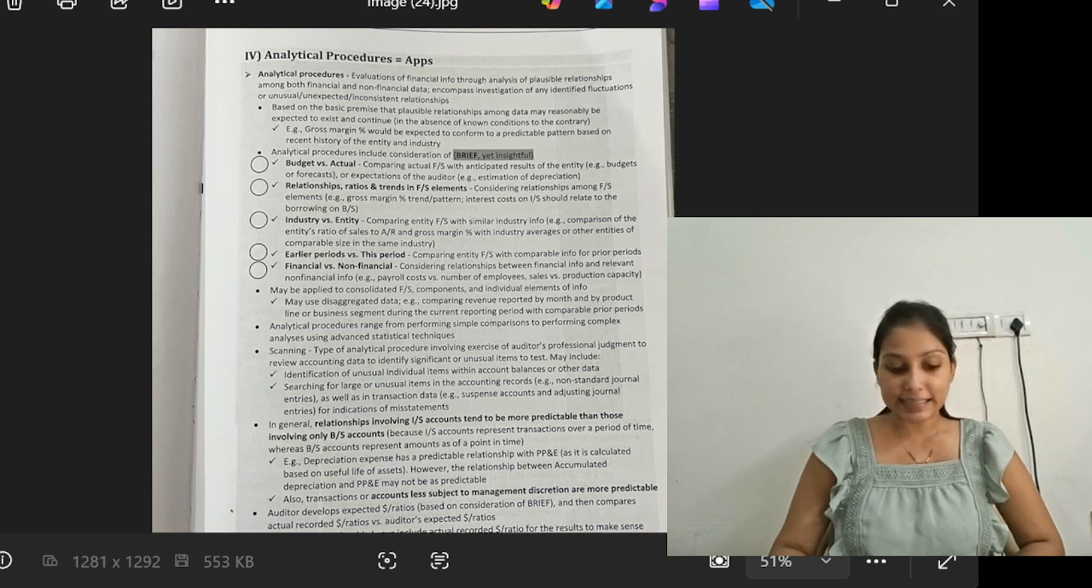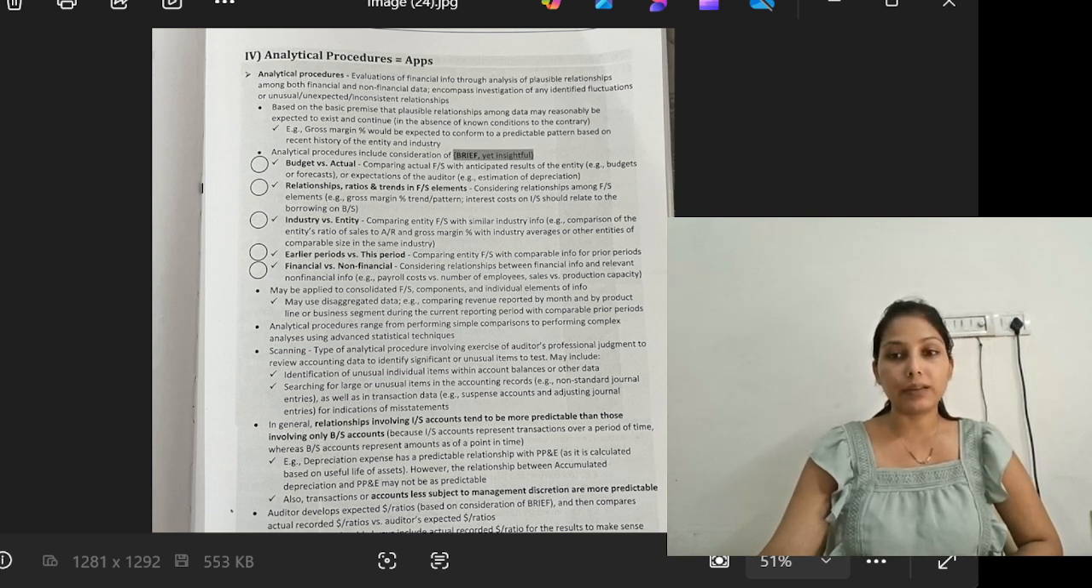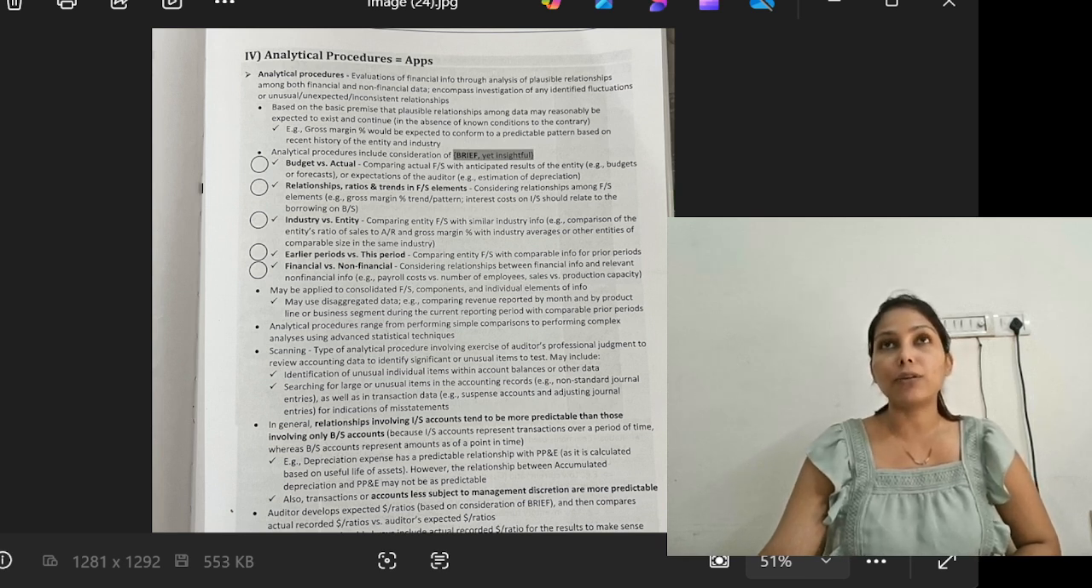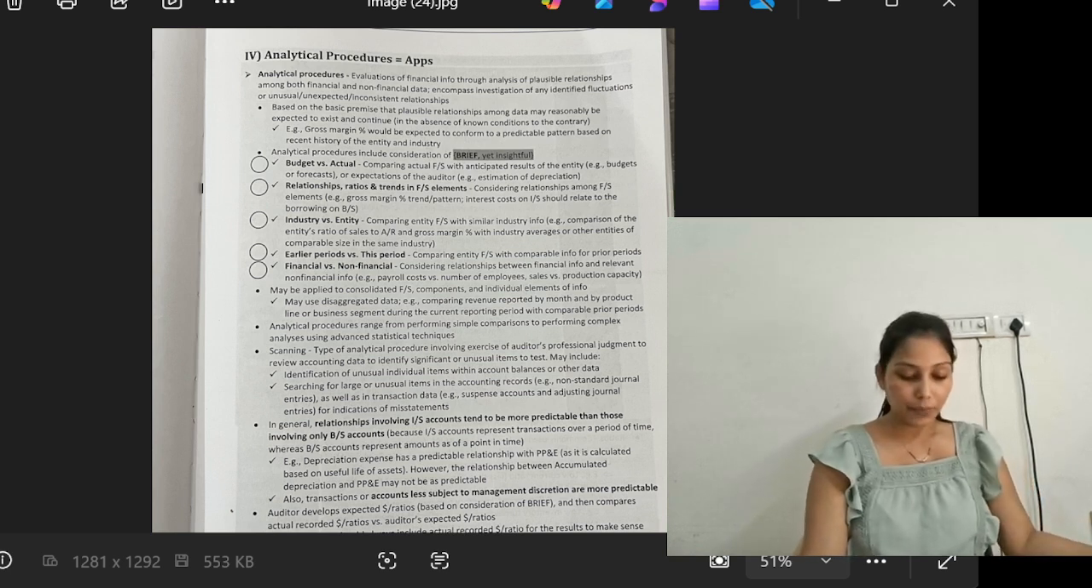Relationship, ratio and trend analysis are part of the analytical procedures. There is comparison between the industry level and the entity level: what percentage the entity holds among the industry, and how it is performing in earlier periods versus this period. So comparison from past periods to the current year: what developments have been made, has profit increased or decreased, and what are the reasons for all that. Also financial versus non-financial: how much data is captured by financial data and how much by non-financial data, and what is the impact of management-defined procedures on the financial statements. That is also captured here.